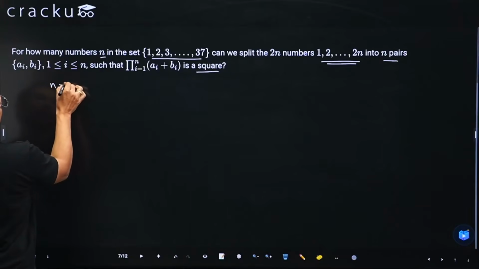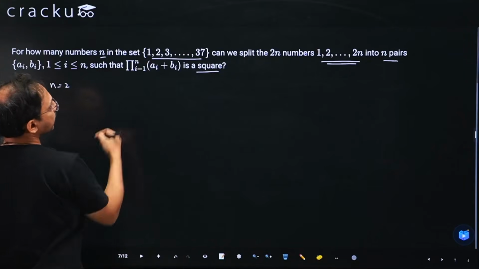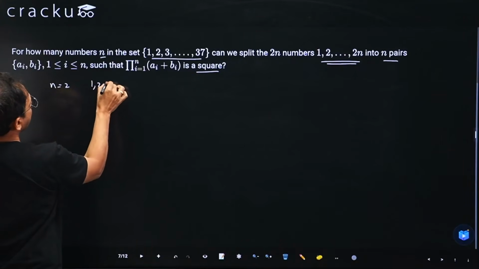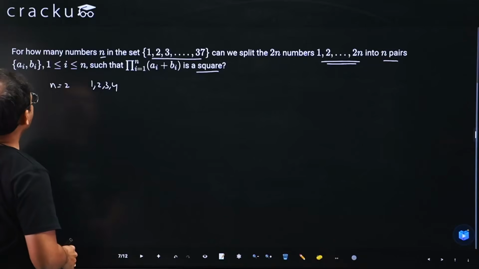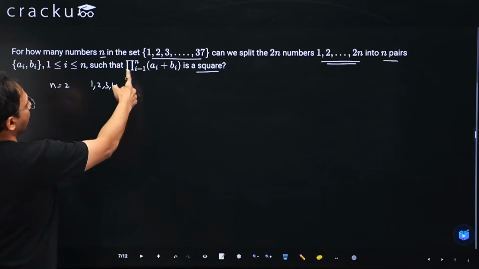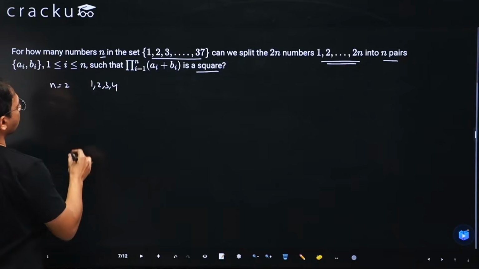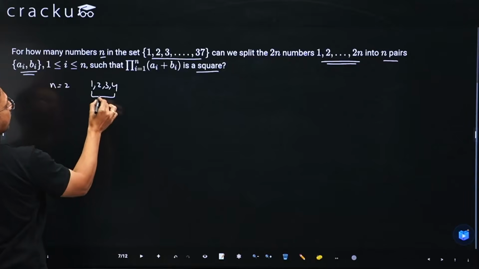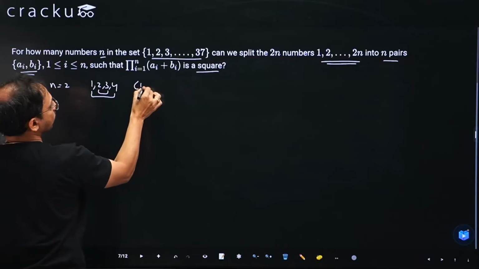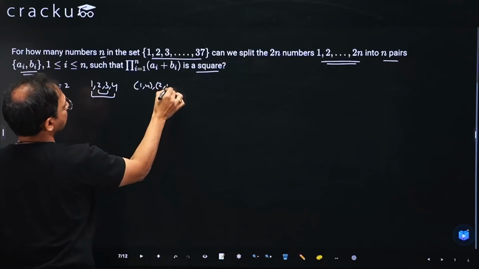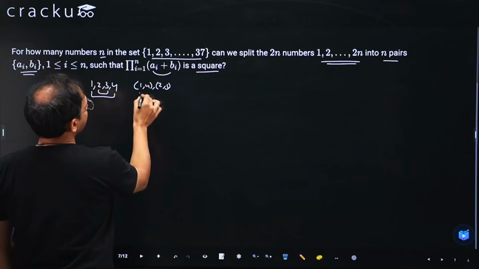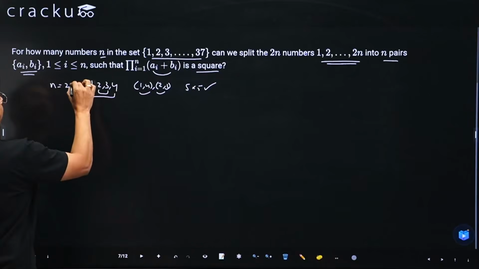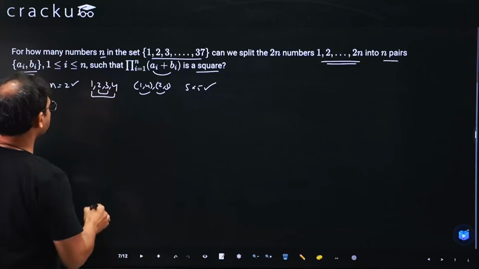If I put n is equal to 2, I'll take 1 to 4: 1, 2, 3, 4. Can we split this into pairs so that the product of all sums is a perfect square? I'll take 1, 4 as one pair, 2, 3 as another pair. Add the numbers in each pair, 5, 5, and we got a square. So n can be equal to 2.